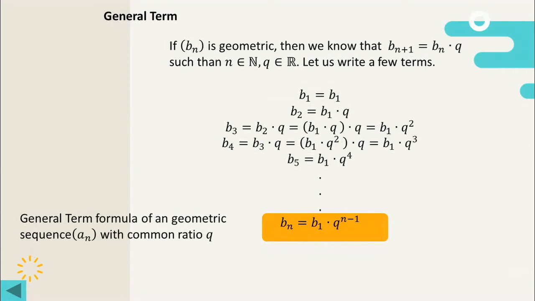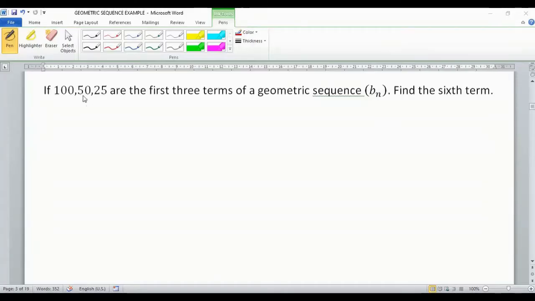So now let's jump to the example. If 100, 50, 25 are the first three terms of geometric sequence Bn, find the sixth term. Before we answer this question, let me remind you about the geometric sequence formula. The formula is Bn equals B1 times k to the power n minus 1, everyone.